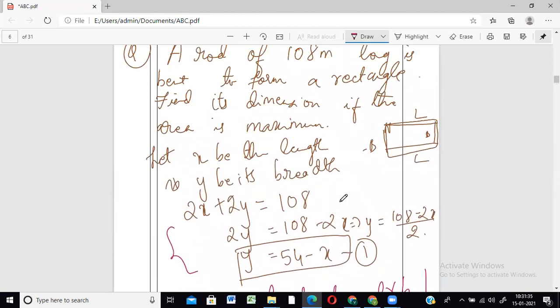I suppose this is clear to everyone. So this was the last question on maximum value and minimum value of the function.